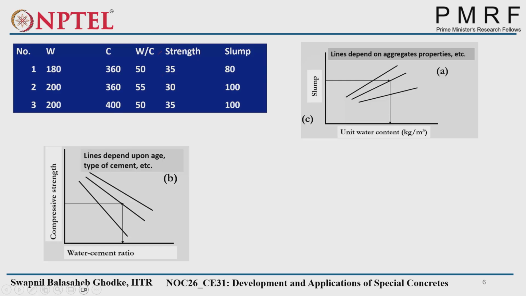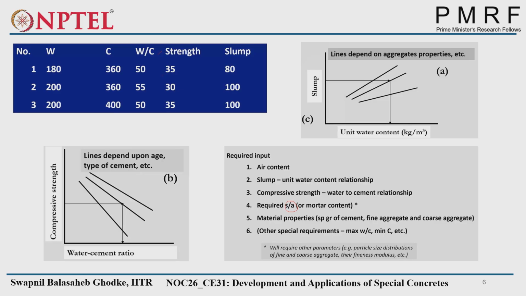Okay. So these plots we already saw: slump versus unit water content, and compressive strength versus water cement ratio. You have to remember these lines depend upon the age and type of cement in the case of compressive strength and water cement ratio. And the slump and unit water content depend upon the aggregate properties such as shape, size, texture. These are the influencing parameters for increasing or decreasing the water content. Because of that, the slump value will differ.